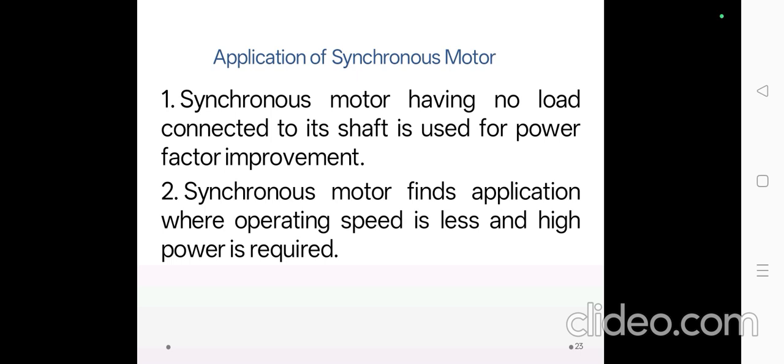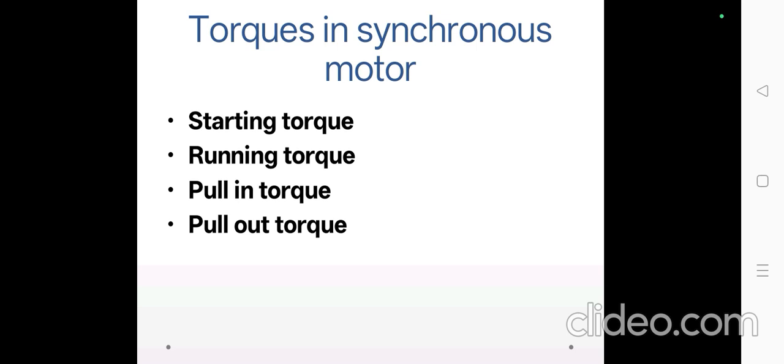Next one is when the excitation is adjusted in such a way that the magnitude of the induced EMF is less than the applied voltage, that means EB less than V. The excitation is called under excitation. Next one is the excitation of the field winding for which the induced EMF becomes greater than the applied voltage. That means EB greater than V. Then it is called overexcitation.